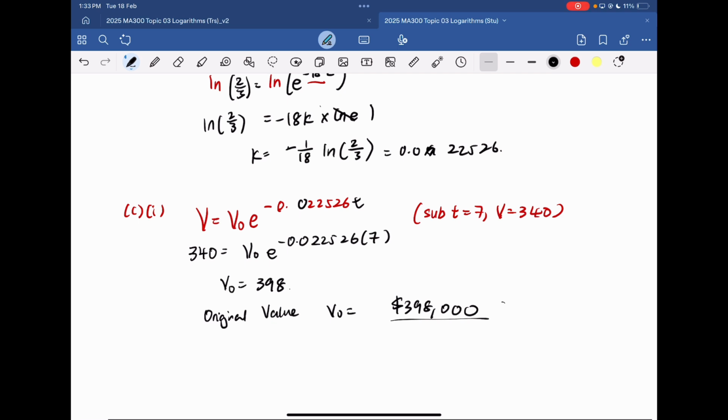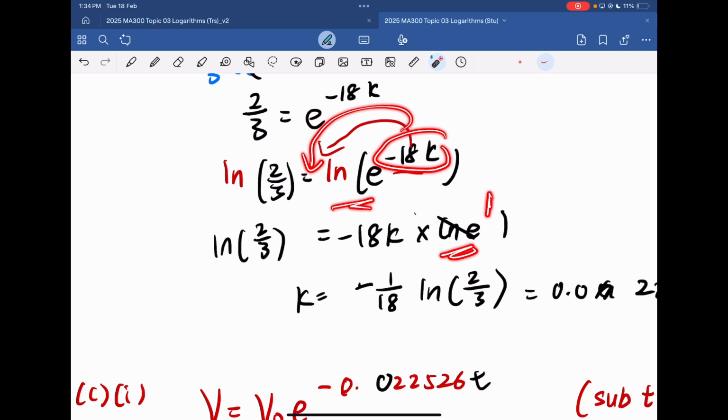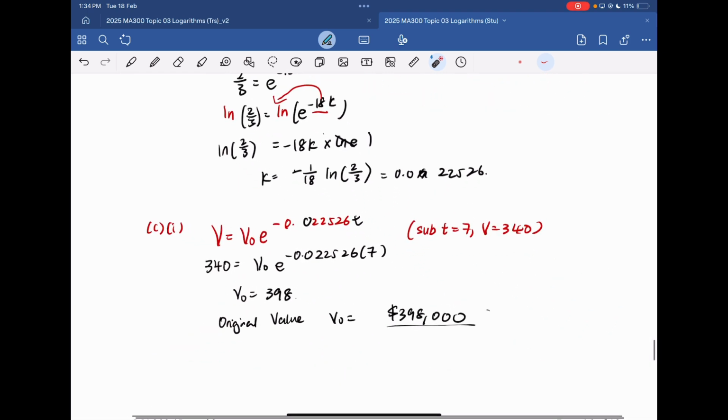Joshua, okay? Confused over B? Yeah, what about this? Can I bring this power to the front? Then ln E is just 1. Then I divide this by negative 18. I can find my k already. Math is like that. I massage the terms a bit, then bring the terms around. Yeah, because I want to find k. Okay, so that's part 1.